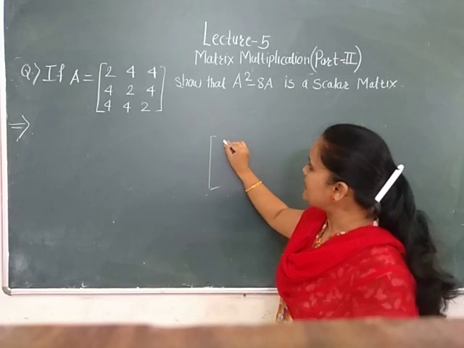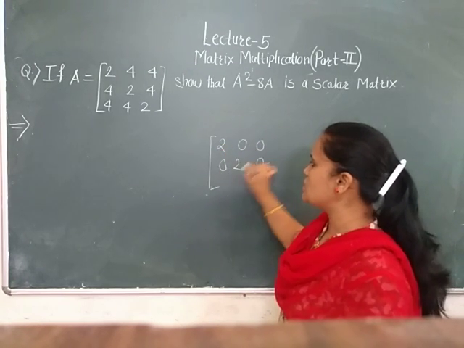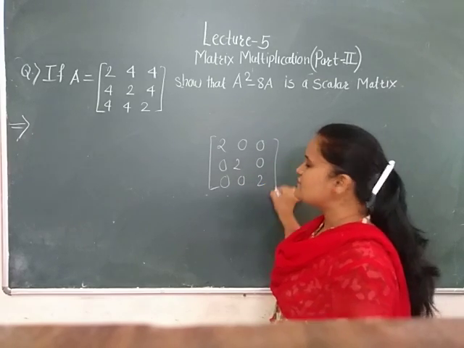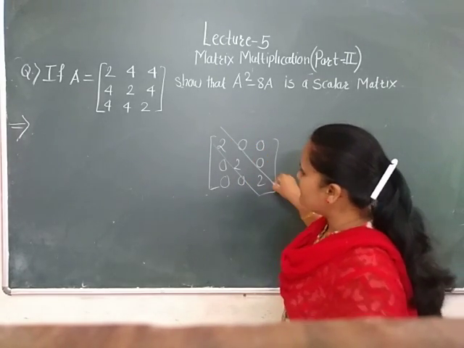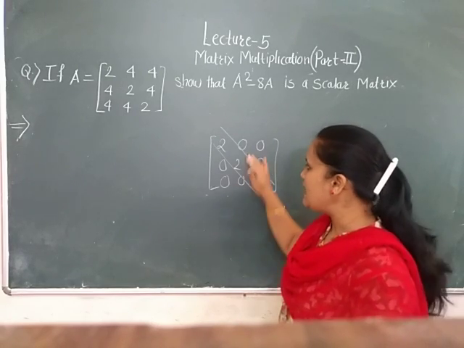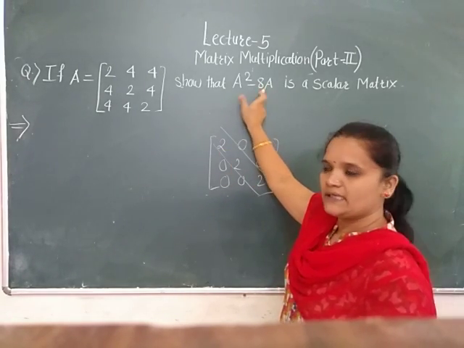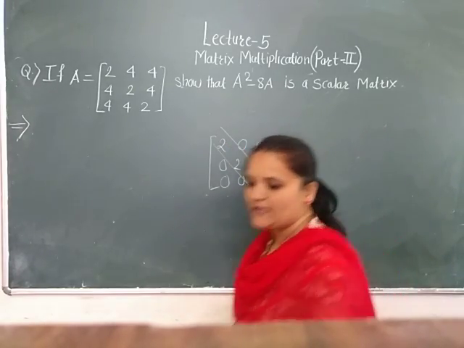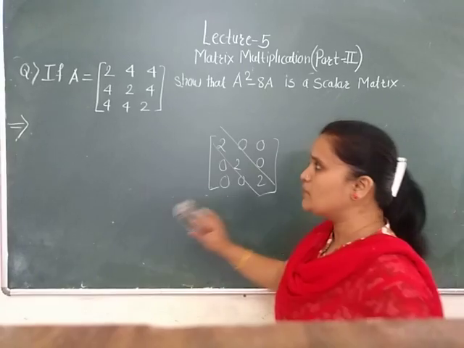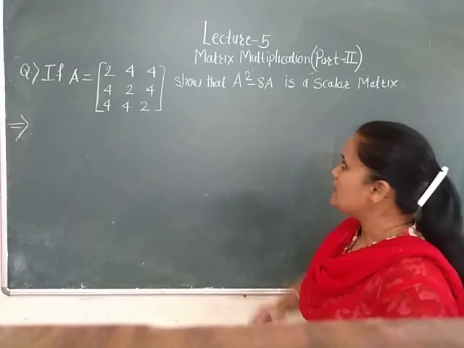Scalar matrix का मीनिंग क्या है? अगर 2 0 0 0 2 0 0 0 2, this is which type of matrix? It is a scalar matrix. Because diagonal elements are same or identical and remaining are 0. So हमें यहाँ पर ये वैल्यू कैलकुलेट करनी है and that matrix will be a scalar matrix that we have to prove here. So we will begin this question with solving A square.